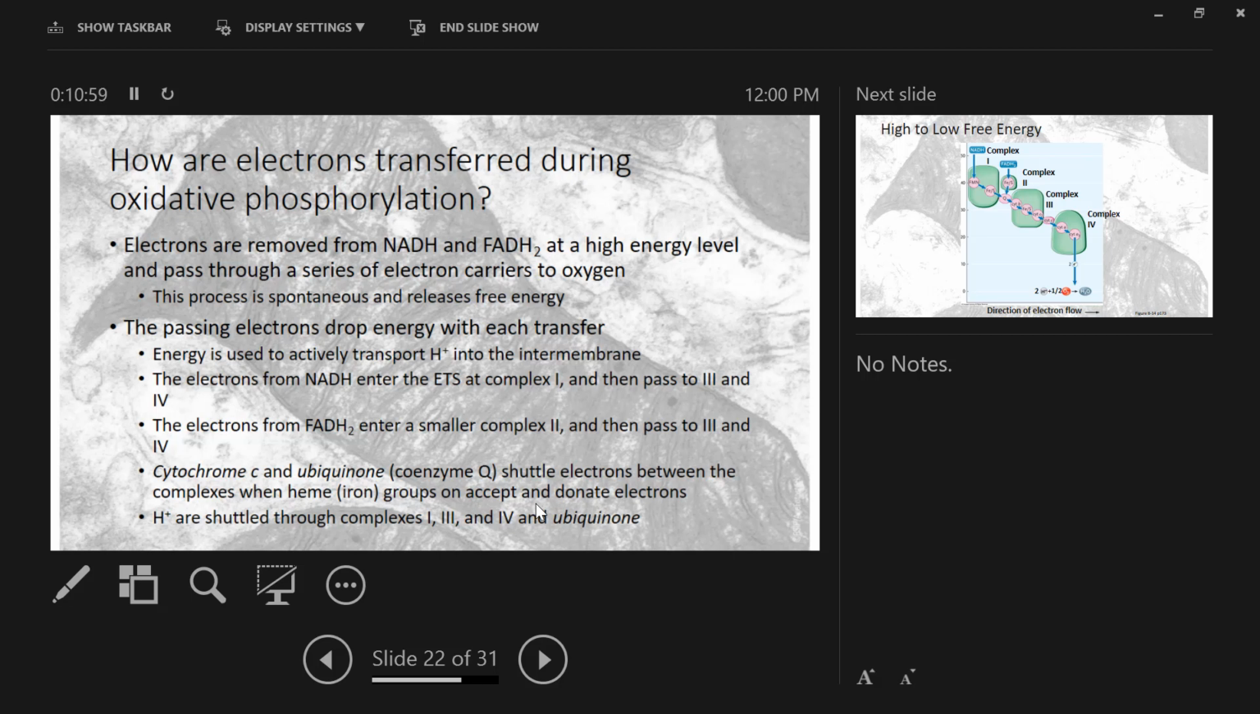But it's also taking electrons that are starting at a lower energy level than the electrons that are transferred to NAD+. So it's still making the most of what it has. It just doesn't have as much.